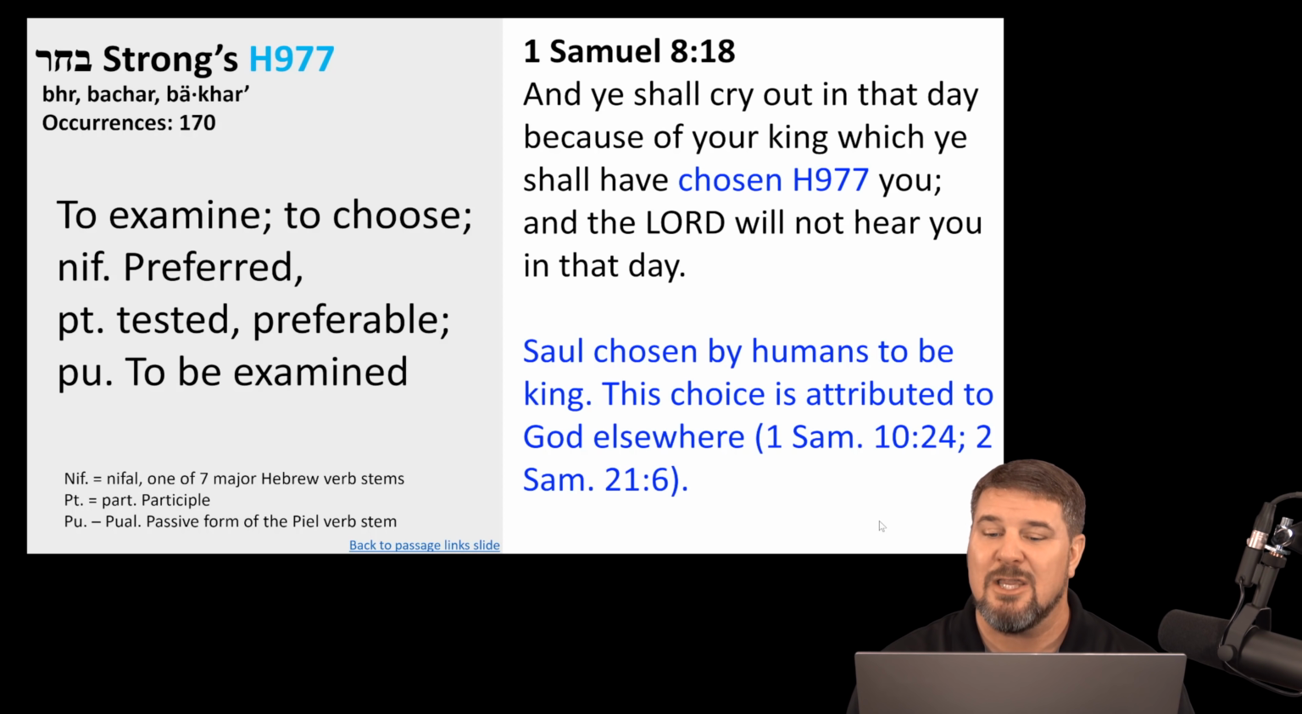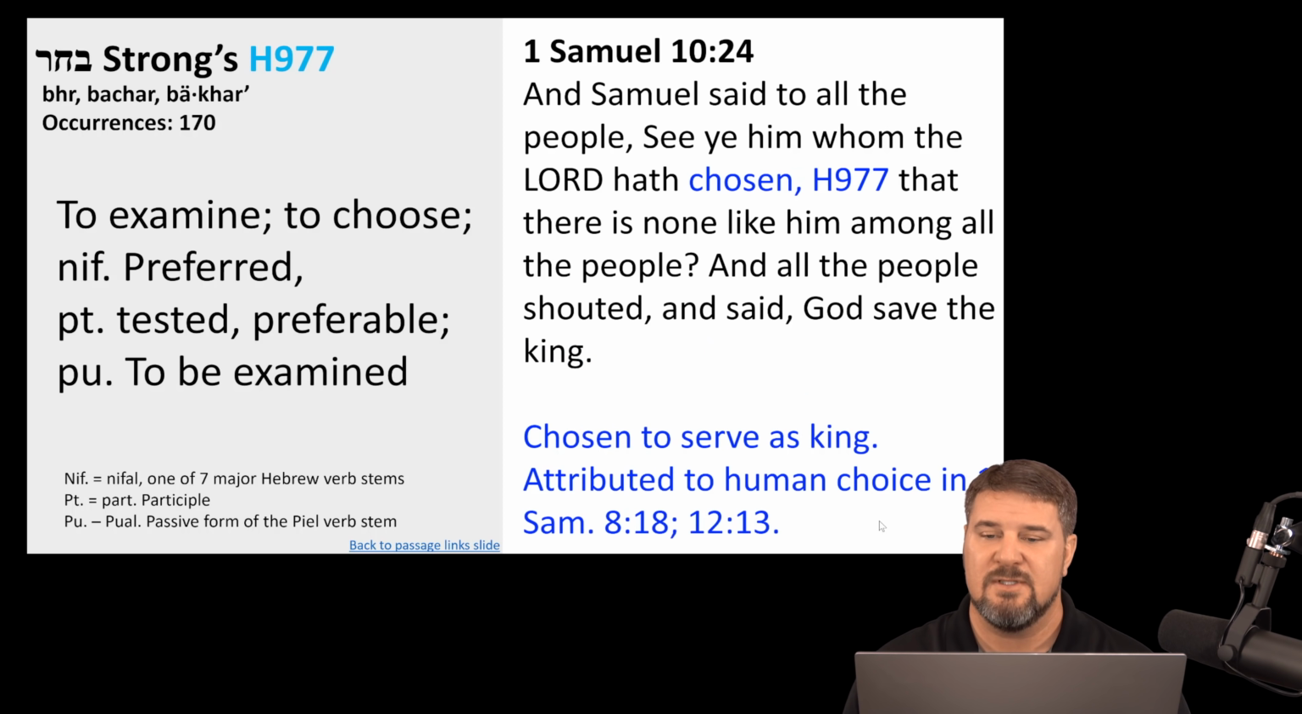So Saul was chosen by humans to be king. It's interesting that this choice is also attributed to God choosing Saul elsewhere in 1 Samuel 10:24 and 2 Samuel 21:16. There's 1 Samuel 10:24, and Samuel said to all the people, see ye him whom the Lord hath chosen, that there was none like him among all the people, and all the people shouted and said, God save the king. So you have a human choice and one choice, who's going to be king, attributed both to humans and to God in the text. So that's kind of interesting, and you can see the references there and cross-reference that.